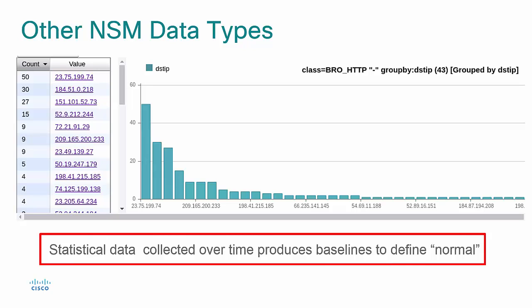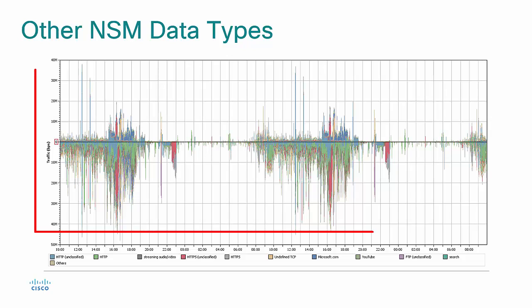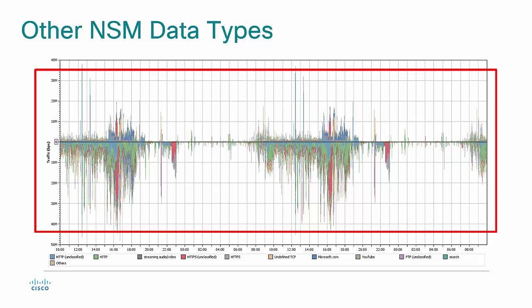Statistical data, which are collected over time, produces those baselines. The baselines define what is normal, and normal is rarely constant. That means patterns will vary by time of day and the day of the week. This graph represents a 48-hour window taken by Cisco StealthWatch. The daily patterns are clearly visible in the graph.